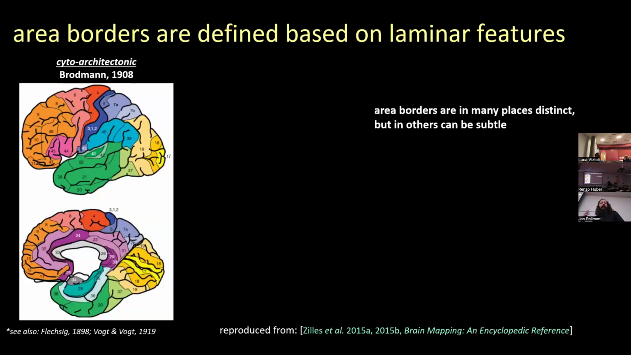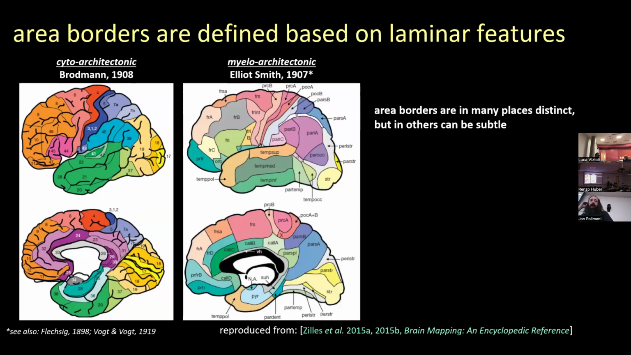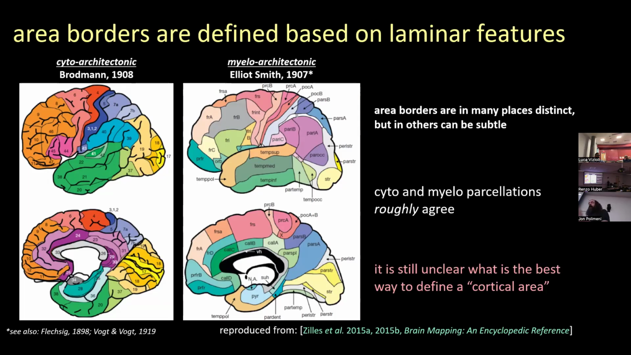And so the cortical area borders are defined based on their laminar features. We have the famous cytoarchitectonic atlas from Brodmann, other myeloarchitectonic atlases, for example, from Elliott Smith. Now, the area borders in many of these regions are quite distinct, but other regions are pretty subtle. And so these parcellations can be somewhat subjective. We see that the cytoarchitectonic and myeloarchitectonic divisions roughly agree, but not perfectly. And so it's still kind of unclear what's the best way to define the cortical area.